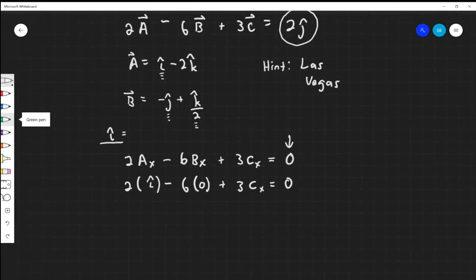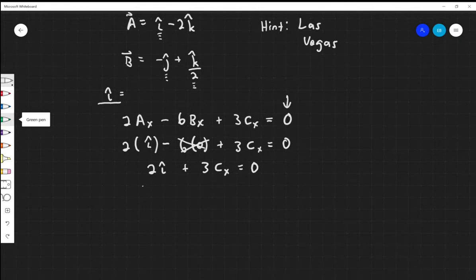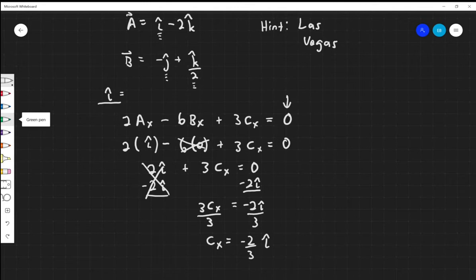I can do this multiplication out. 2 times i hat. Remember, when you're multiplying vectors, you just kind of multiply the number straight in. 6 times 0, that gives me 0, plus 3 times cx. That's going to be equal to 0. Move my 2 i hat over to the other side. So I subtract 2 i hat from both sides. It cancels out on the left, and I get 3cx equals negative 2 i hat. Divide both sides by 3, and I get my cx right there is negative 2 over 3 in the i hat direction. I can do the same thing in the j hat direction.